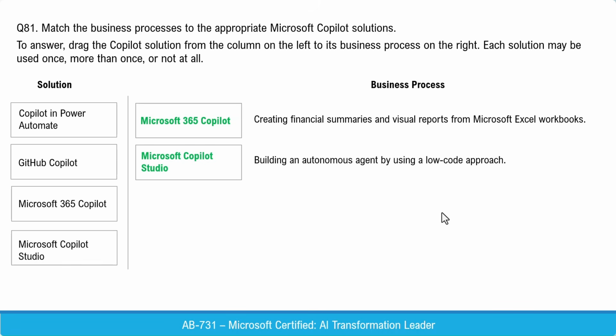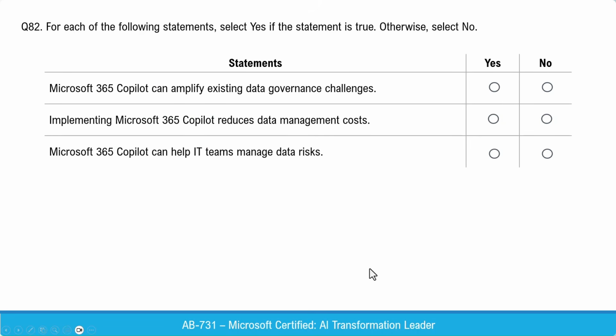Looking at other options, Copilot and Power Automate is mainly for workflow automation, not for building conversational agents or Excel analysis. GitHub Copilot is focused on helping developers write code, not business users. So the key takeaway from this question is use Microsoft Copilot for in-app productivity tasks and Copilot Studio for building custom AI agents. Next question.